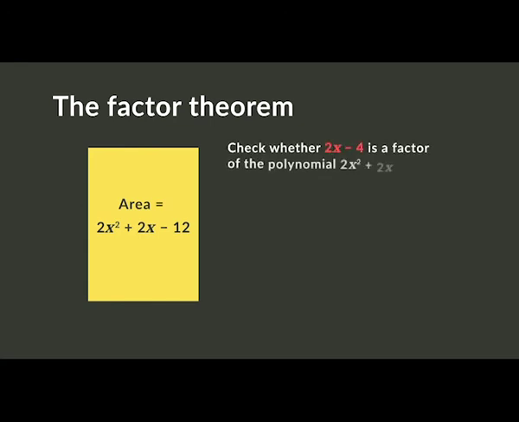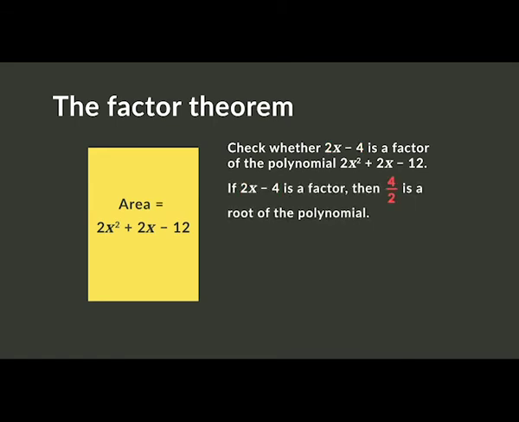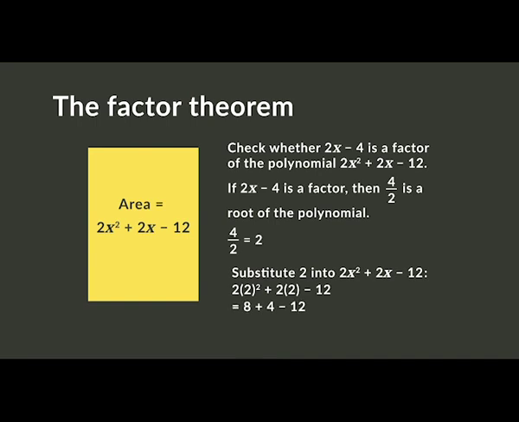Here we have a rectangular shape, and a polynomial that represents its area. We need to check whether 2x minus 4 is a factor of the polynomial 2x squared plus 2x minus 12. In other words, could 2x minus 4 be one of the sides of the shape? If 2x minus 4 is a factor, then 4 divided by 2 would be a root of the polynomial, a number that makes the whole polynomial equal to 0. So let's substitute the number 2 into the polynomial. The answer is 0. So we can conclude that 2x minus 4 is a factor of the area polynomial.